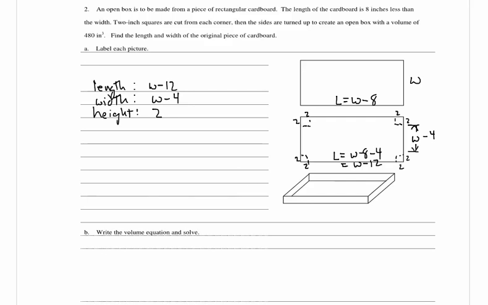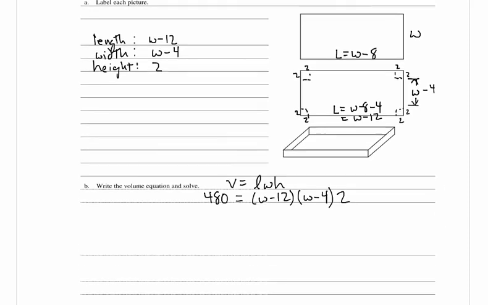And now in B it says write the volume equation and solve. So volume is equal to length times width times height. And they told us that the volume was 480 cubic inches. And this is equal to our length, which was W minus 12, times our width, which was W minus 4, times our height, which was 2. And now we want to solve.